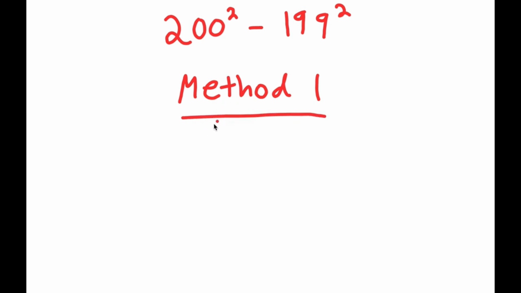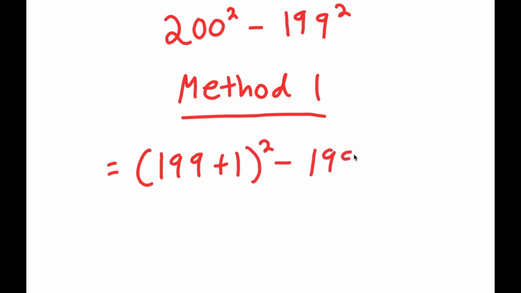what I'm first going to do is rewrite 200 squared as 199 plus 1 squared. So now I get 199 plus 1 squared minus 199 squared.